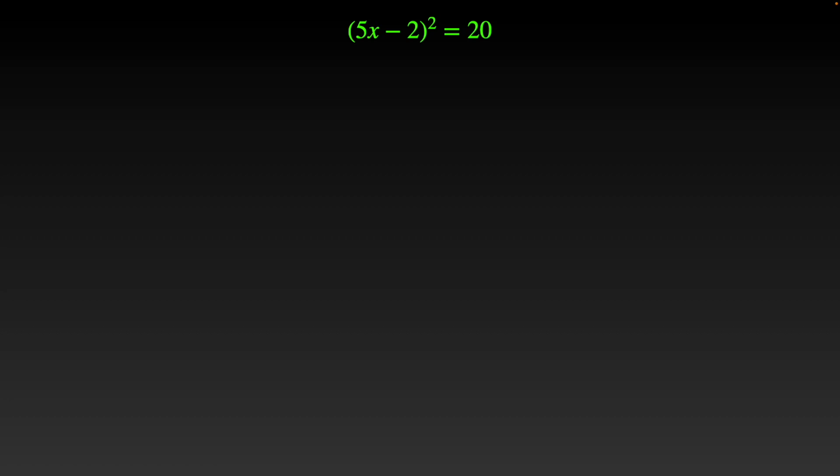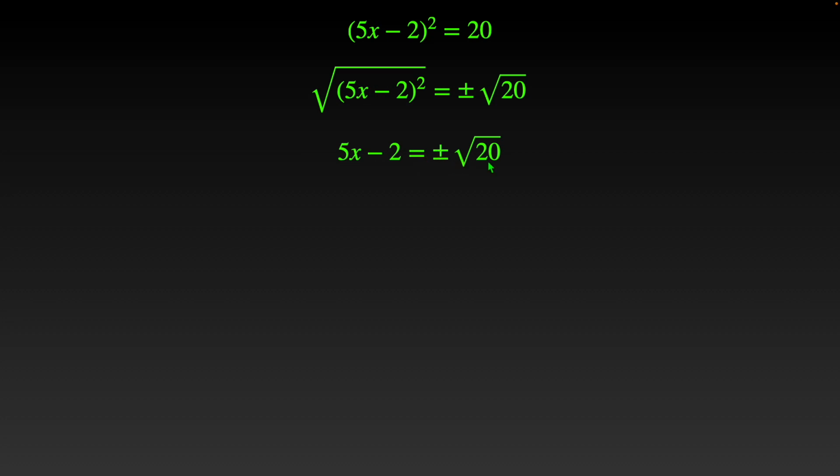Now in this example, we'll take the square root of both sides as our first step. This will give us 5x minus 2 on the left-hand side equals plus or minus square root of 20. Before we proceed to the next step, let's take a look at square root of 20 and whether we can simplify this. Square root of 20, we can write it as square root of 4 times 5, which we can write as square root of 4 times square root of 5. Now we know that square root of 4 is 2. So we have 2 square root of 5. Let's substitute that into our next step.